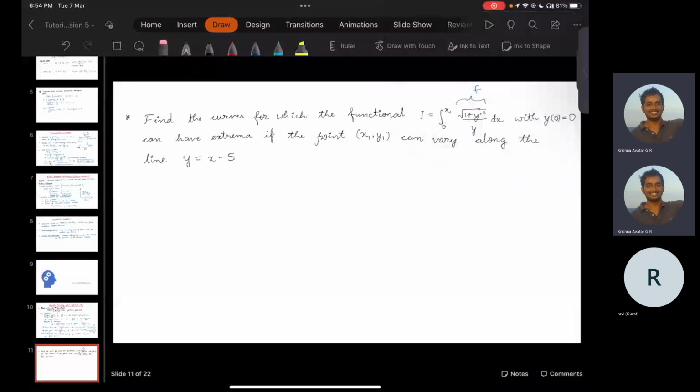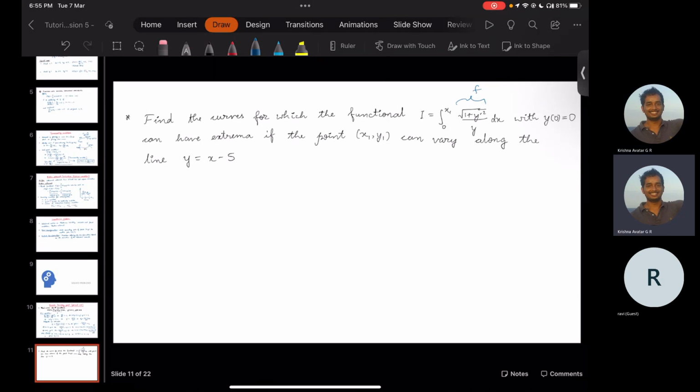Okay, so let me repeat the question in brief. What we are asked to do here is find the curve for which this functional I, with one point fixed, which is y at 0 is equal to 0, can have extrema if the other endpoint, x1, can vary along a line y is equal to x minus 1. Very obviously this problem is one where we need to invoke the transversality condition, because one of the endpoints is allowed to move, but it's constrained to move only along a particular curve, which happens to be a line.